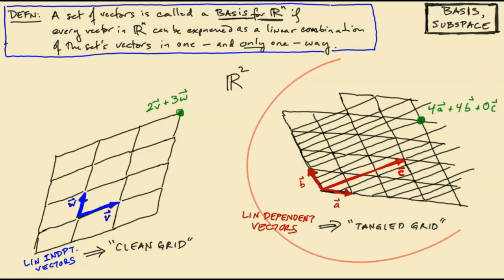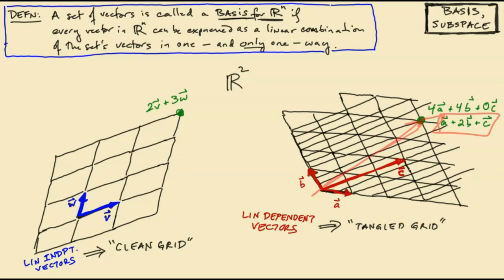Whereas over here in the second scenario, the representations of points as linear combinations of those three linearly dependent vectors is not unique. Sure, we can say this is 4a plus 4b plus 0c, but we could also get there by, say, taking one c step, then one a step, then two b steps, so that we could represent this point as a plus 2b plus c. This is a different representation of that point, or if you like, that vector, than this representation was. They both correspond to the same point, the same vector, but they are different linear combinations of the vectors.